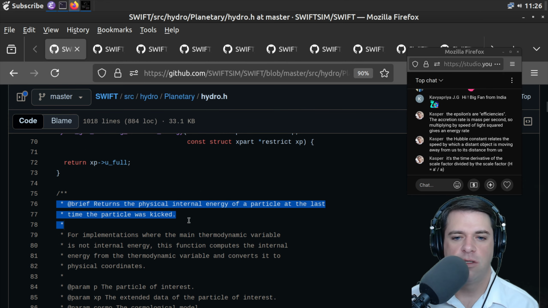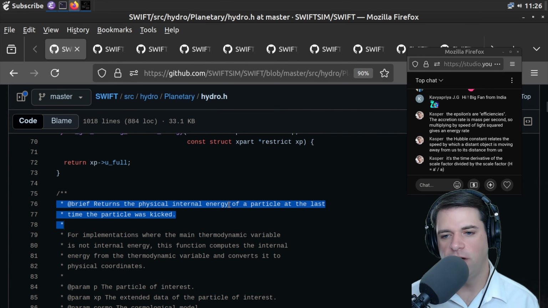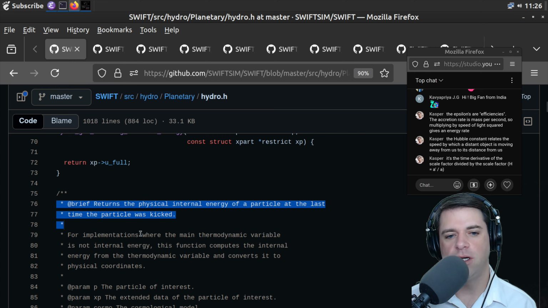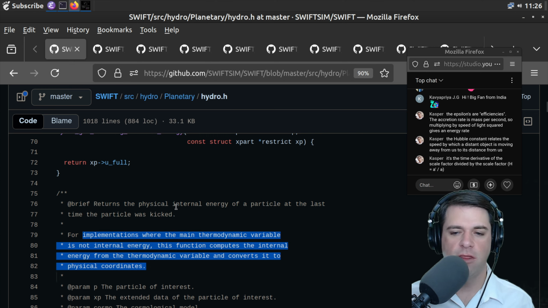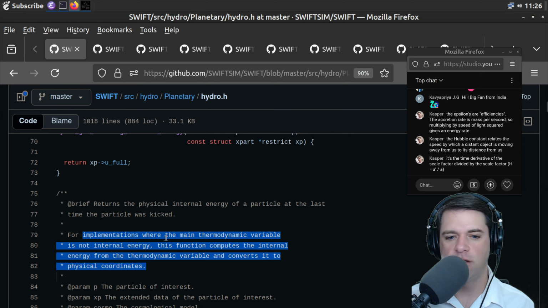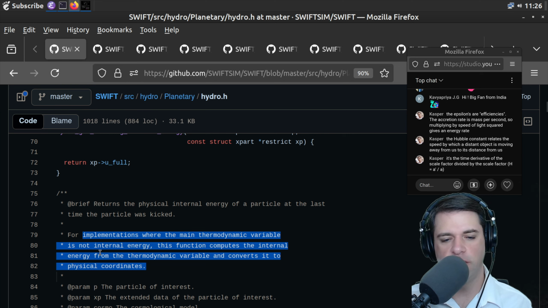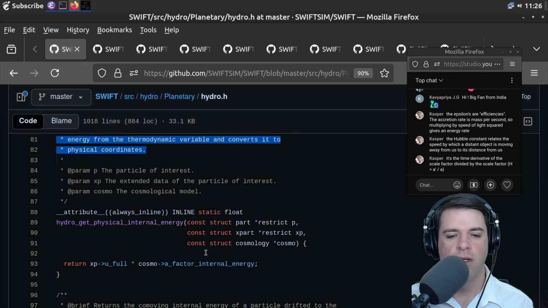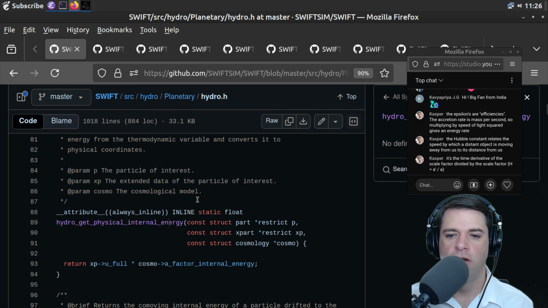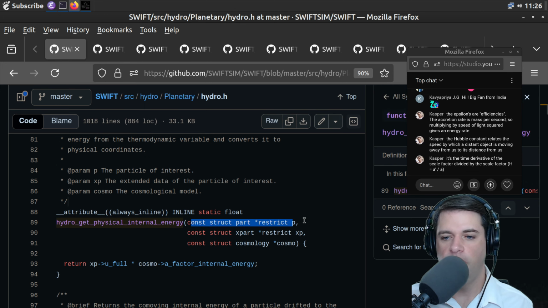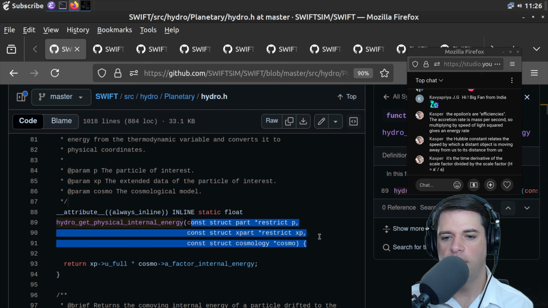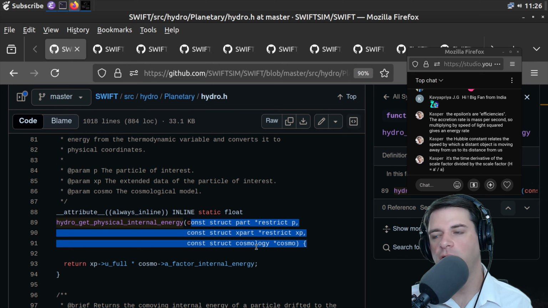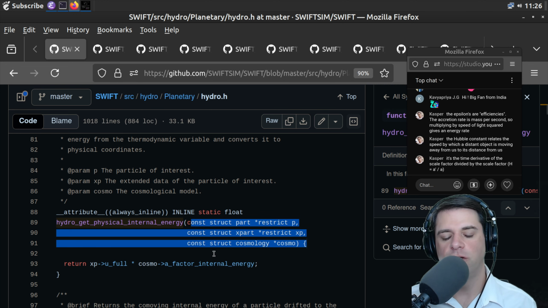Okay, so returns the physical internal energy of a particle at the last time the particle was kicked. For implementations where the main thermodynamic variable is not internal energy, this function computes the internal energy from the thermodynamic variable and converts it to physical coordinates. Okay, so this is computing the physical internal energy from the hydro stuff. It takes in a part, an X part, and a cosmology, which is basically all of the information about the universe model.